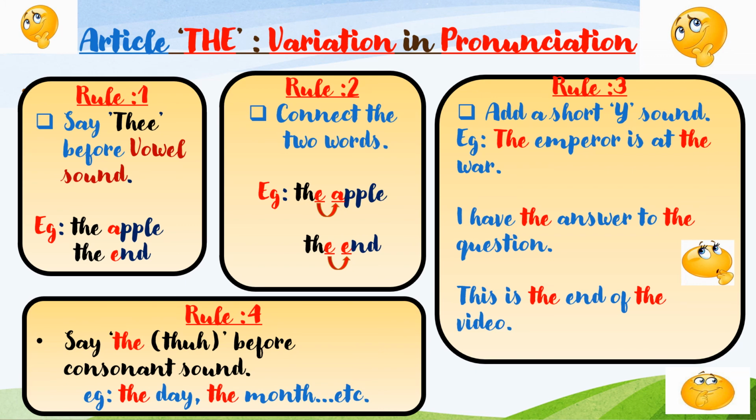Now let me read the sentences for you. Look at the first sentence. The emperor is at the war. W is a consonant, so that's why I pronounce it as the. And the emperor is at the war.